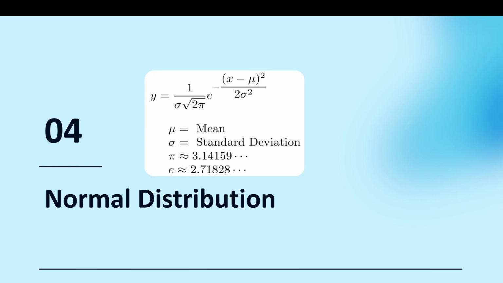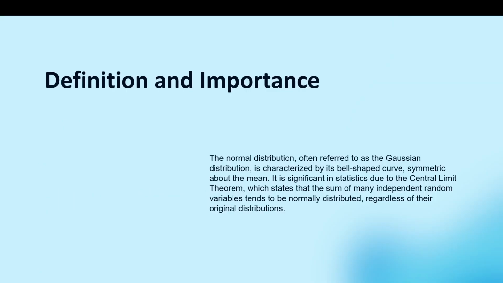So normal distributions, also known as Gaussian, are symmetric and bell-shaped. It is very important because of the central limit theorem. The central limit theorem basically says that the sums of random variables tend to be normal regardless of their original distribution. This makes it a cornerstone of statistics.